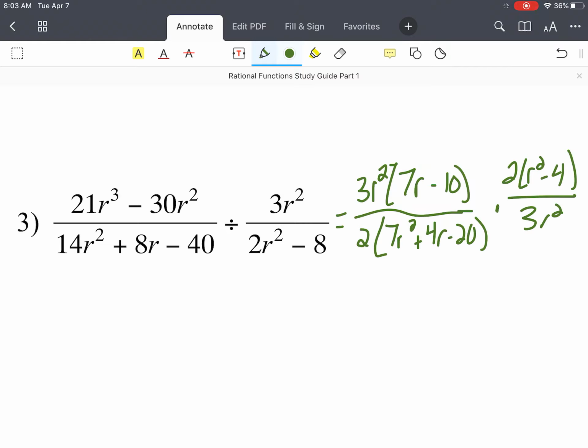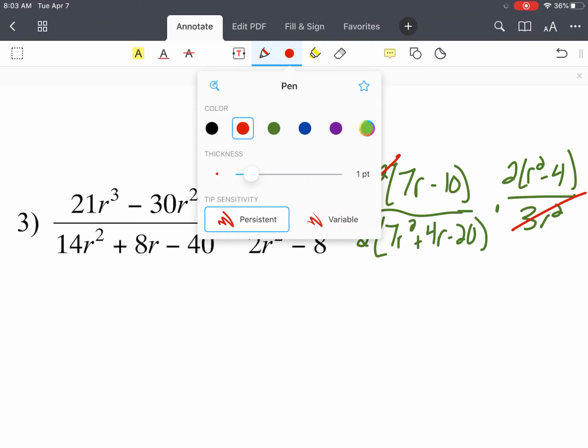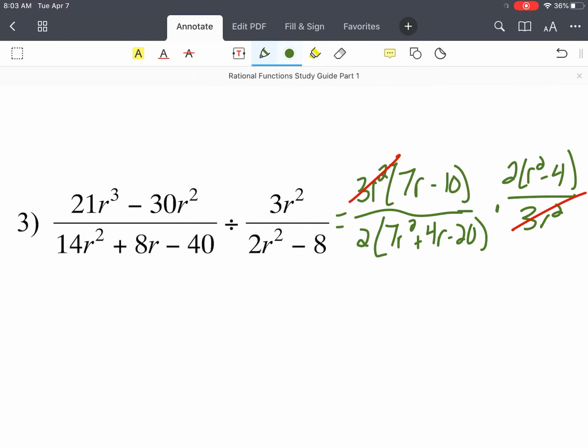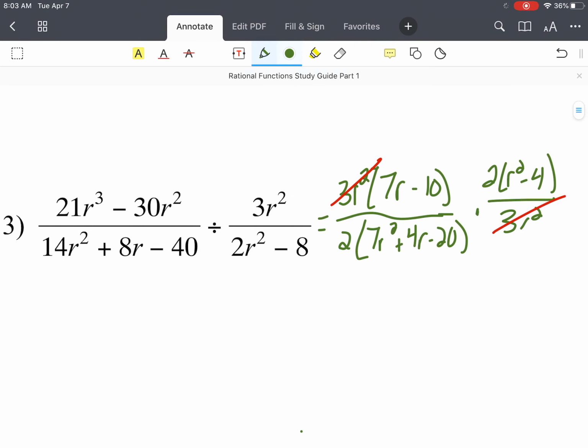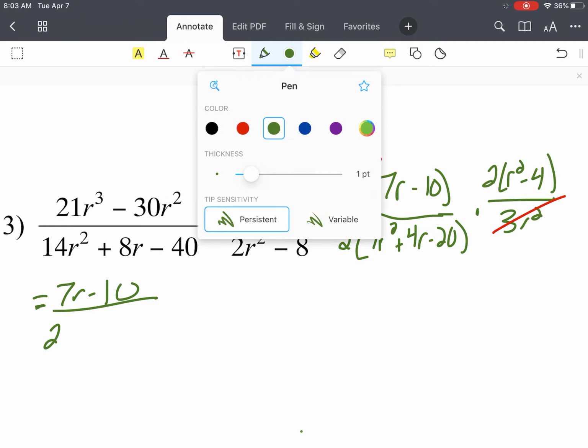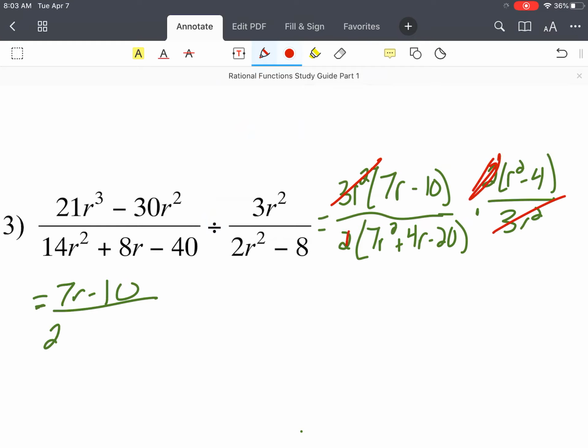Alright, so what we've done so far is we've started our factoring. Now these are a little more complex, so there's going to be a little more factoring to do. But we've started our factoring, and we've multiplied by the reciprocal. Now, I can already see there's a 3r squared here and a 3r squared here, so I'm going to go ahead and forget about those, not have to write those every time. So we have 7r minus 10 over 2 times... Oh, there's also 2's up there, aren't there? Cool. Cancel by 2, by 2.